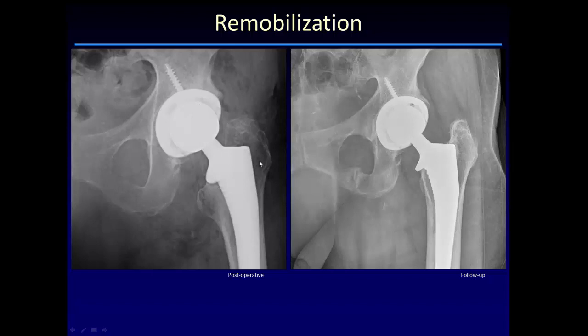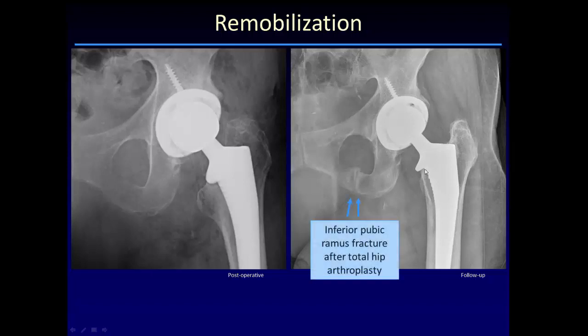Here's another patient with a prosthesis. The immediate post-operative, everything looks fine. There's some soft tissue gas from the surgery. She comes back in a few months later and is having pain. The component looks fine, but look what's happened now at the ischium, where we have developed an inferior pubic ramus fracture.